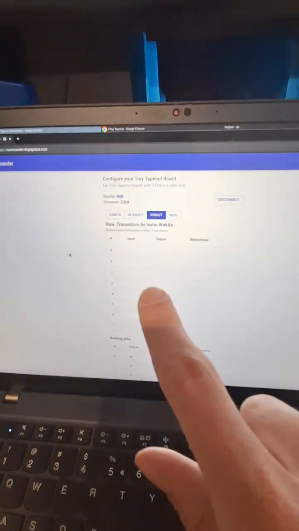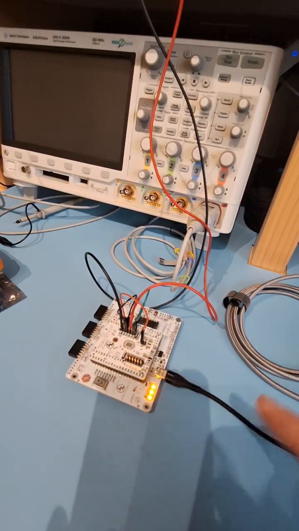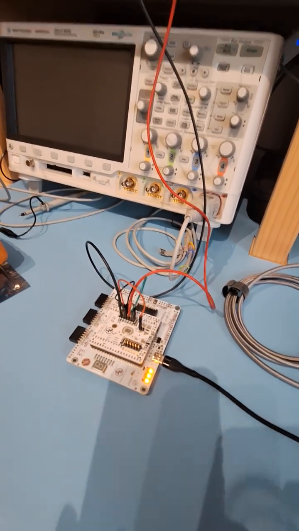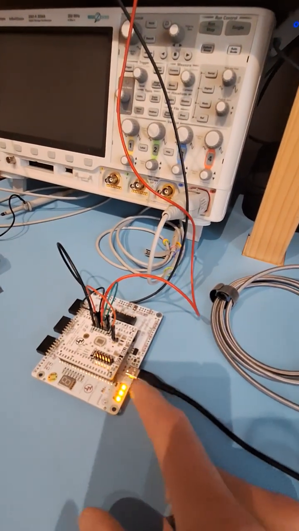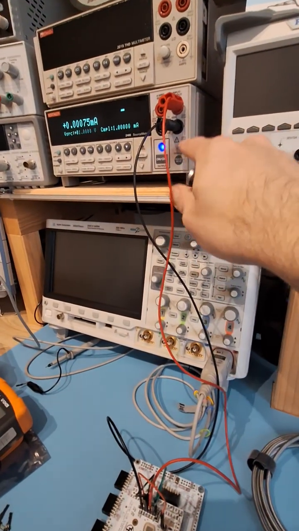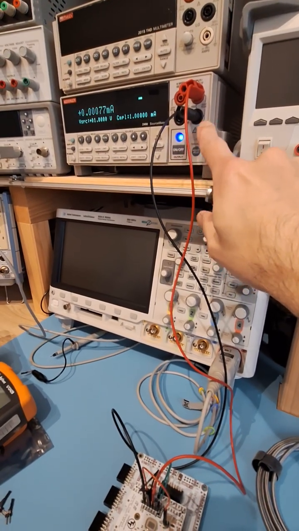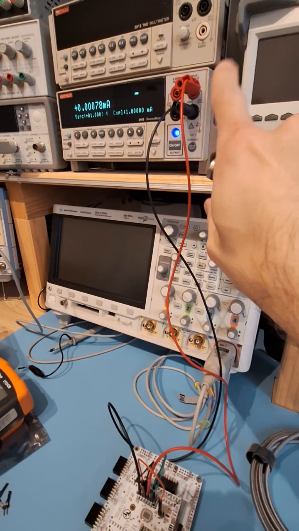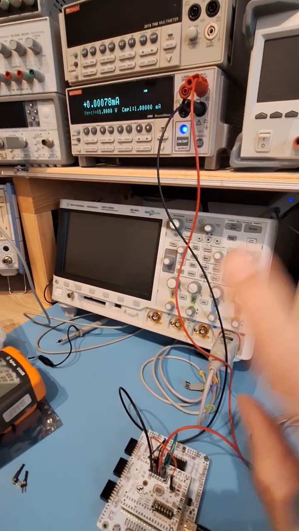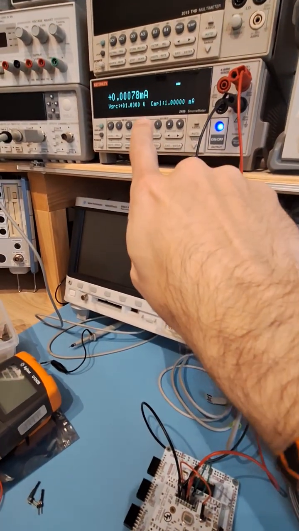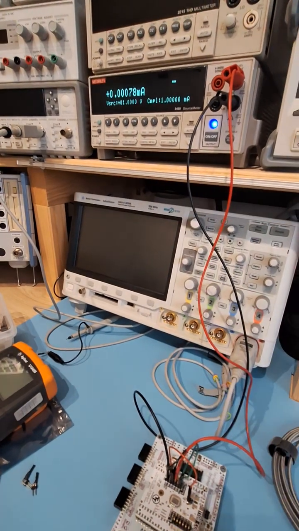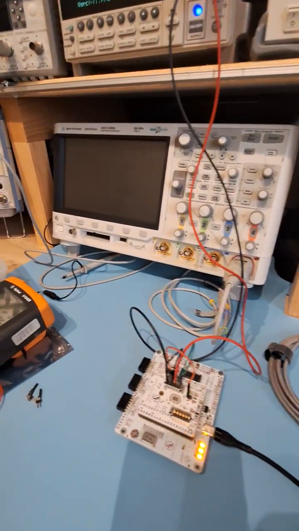I am running the raw transistor project that's on that chip, and that basically exposes a raw MOSFET, like the three terminals are directly exposed to some of the pins. I have the drain and the source connected to this Keithley 2400 SMU, applying a 1 volt VDS and measuring the current that goes through. The base is left floating. You can see I'm currently passing 0.78 microamp, so not that much.